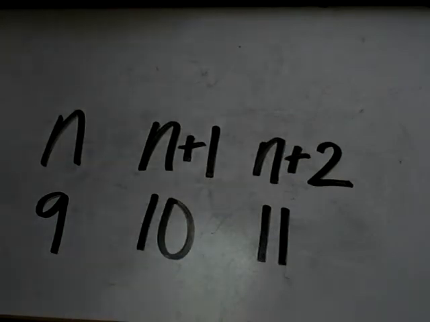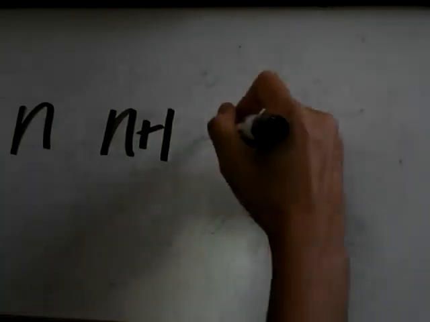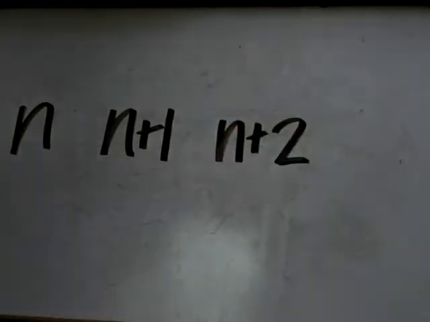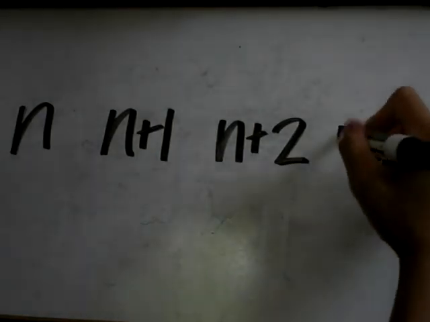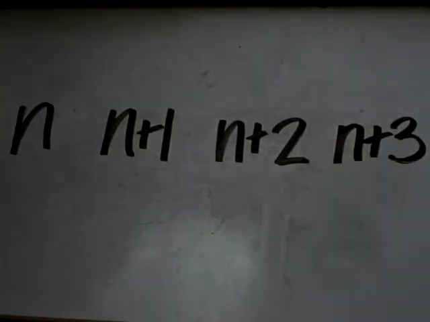So let's say I wanted you to give me the expressions for 4 consecutive integers. Here's the first integer, which is n. Then the second integer would be n plus 1. The third integer would be n plus 2. And then the fourth integer would be n plus 3, right?